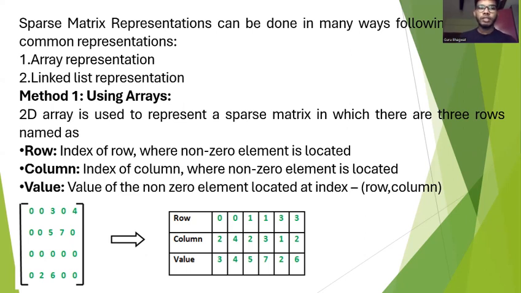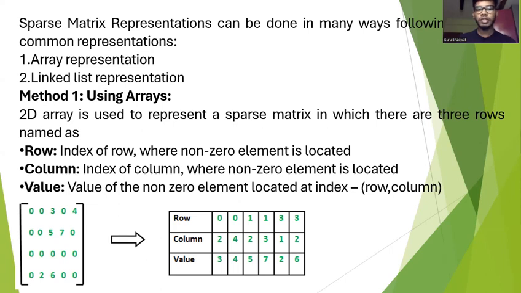In 2D representation using arrays, we have row, column, and value. The row means the index of the row where the non-zero element is located. And column is the index of the column where the non-zero element is located. Then the value is the non-zero element located at that row and column index. In the given sparse matrices, we have rows, columns, and values.